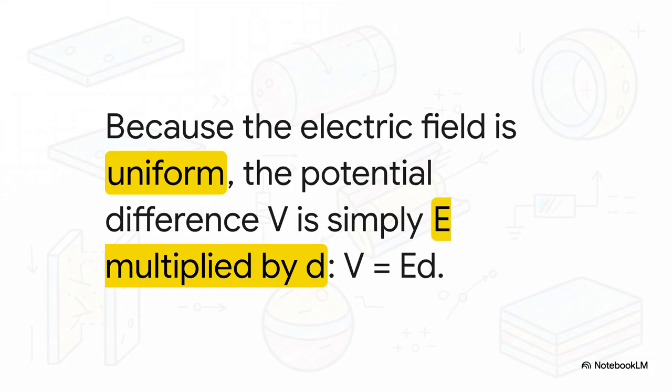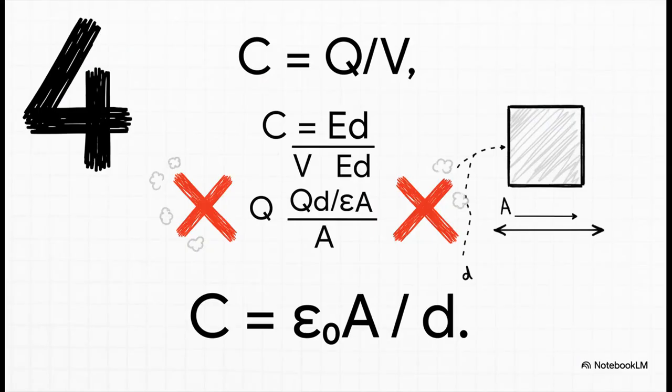On to step 3, the potential difference. Because our electric field is nice and uniform, that line integral becomes dead simple. The voltage V is just the electric field strength E multiplied by the distance d. So we just substitute in our expression for E, and we get V equals Q times d all over A times epsilon naught.